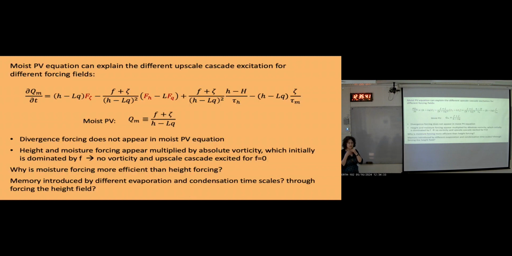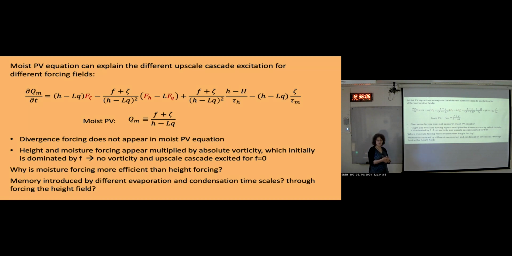So you can understand why the different forcings excite things in a different manner by looking at the moist potential vorticity equation. If we want to excite vertical energy, if we excite potential vorticity, then it will transfer into vorticity at some point. And you can combine the equations together.